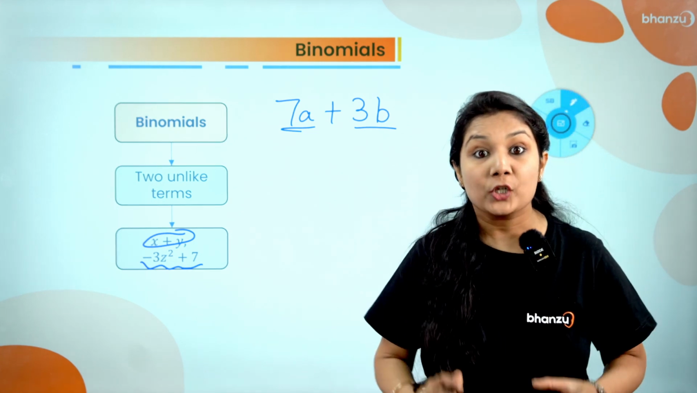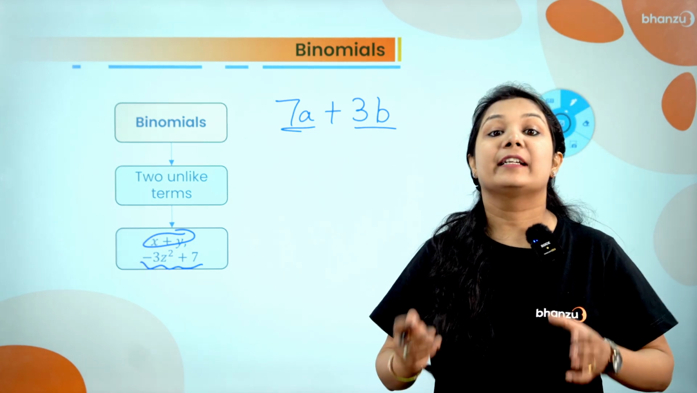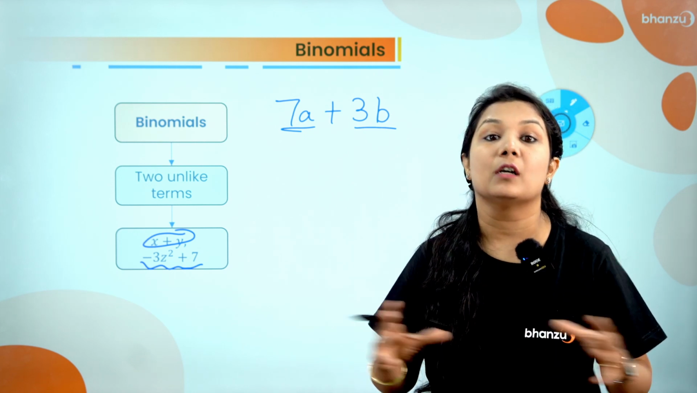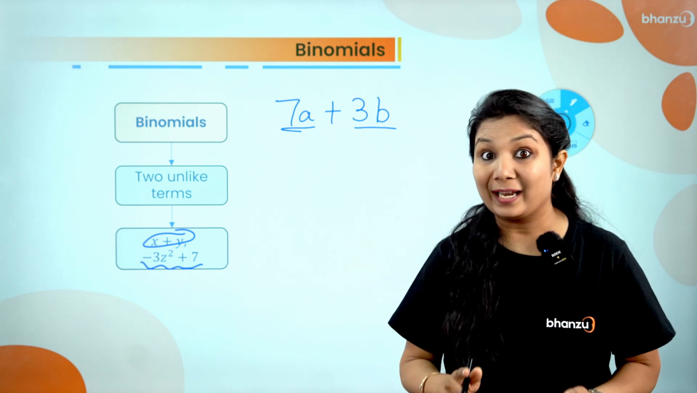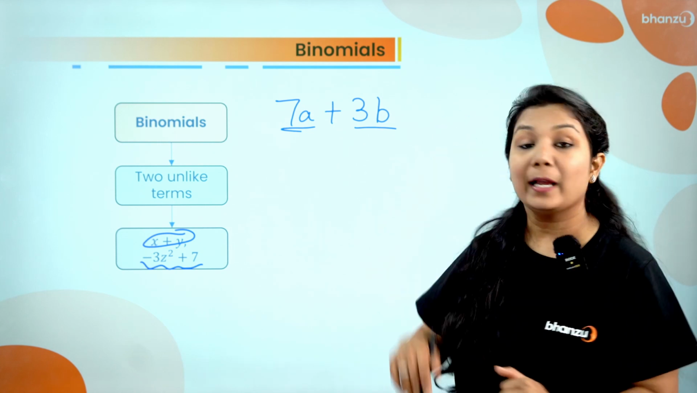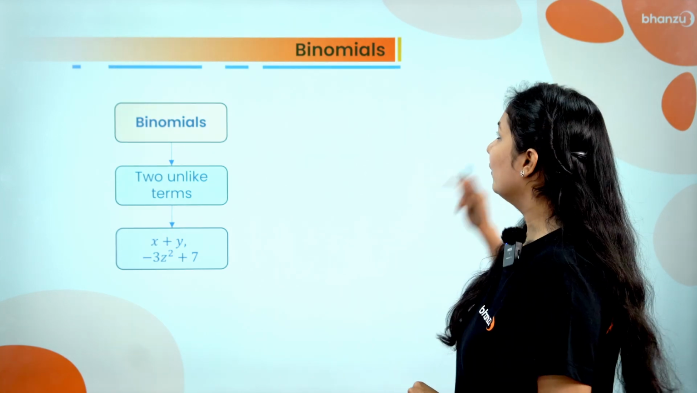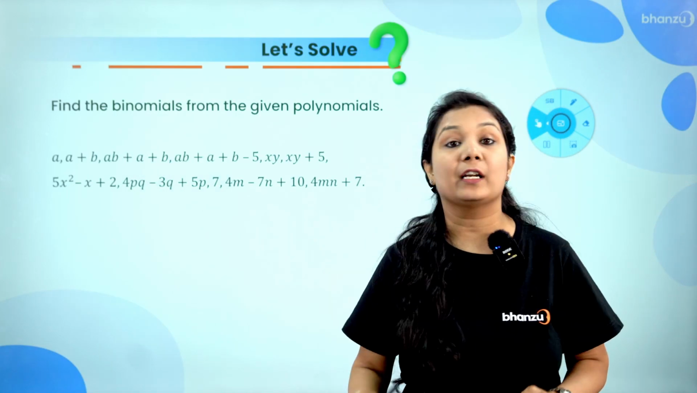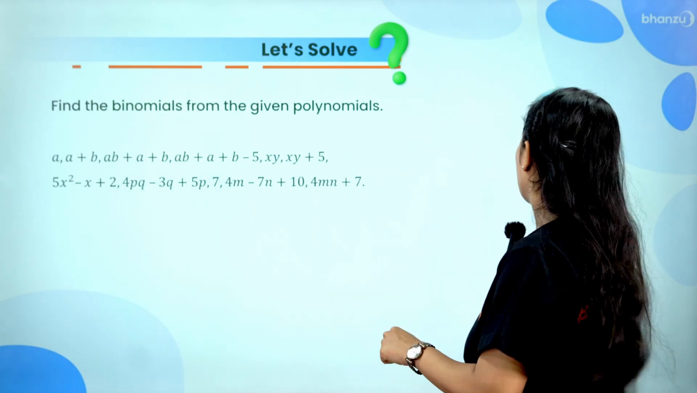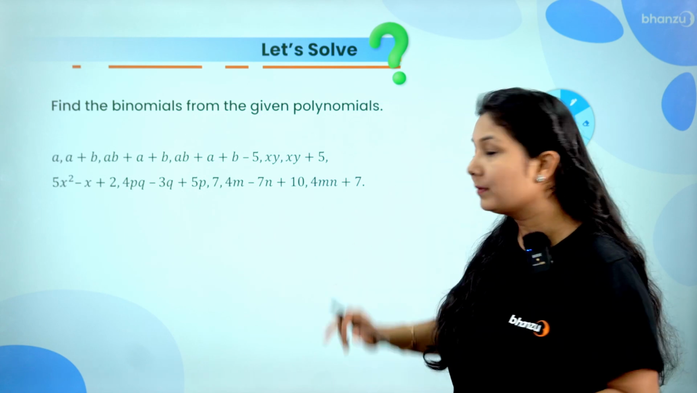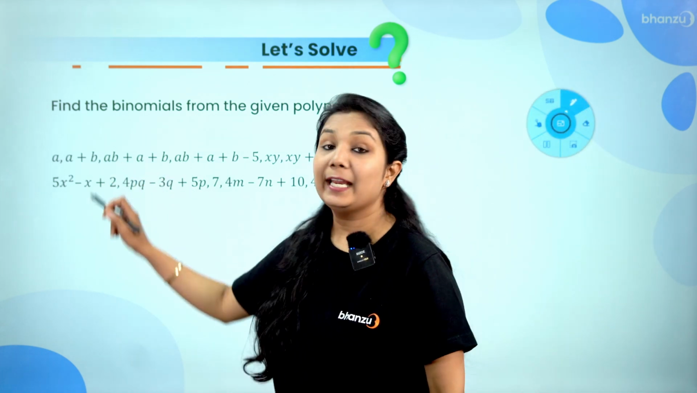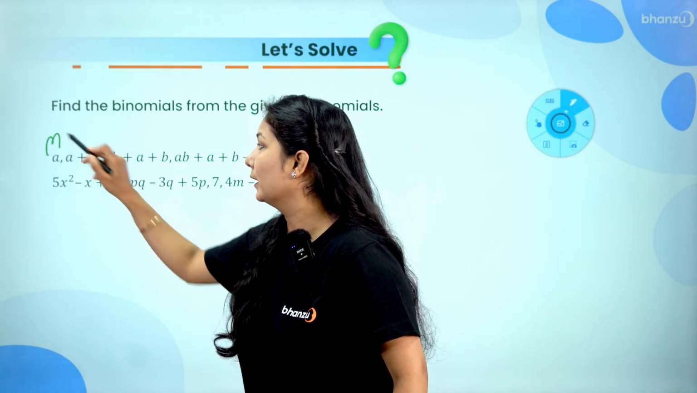So the operation of plus or minus distinguishes between the terms. So if it has two unlike terms, then it can be said to be a binomial. Got it? Great. Let's move ahead and in the same question, let's find out the binomials now. So binomials will be having two terms. Okay, so let's begin. A, no, it was a monomial, right?